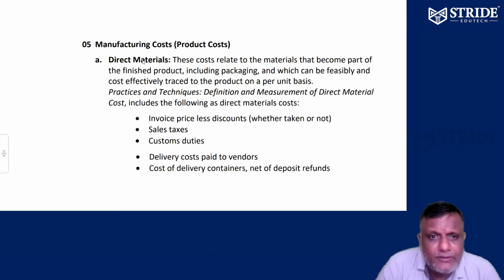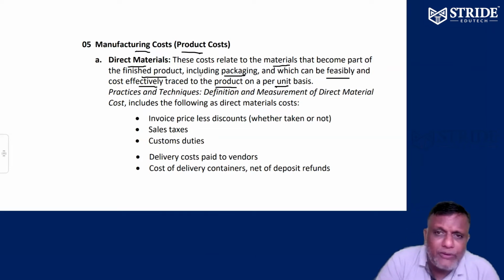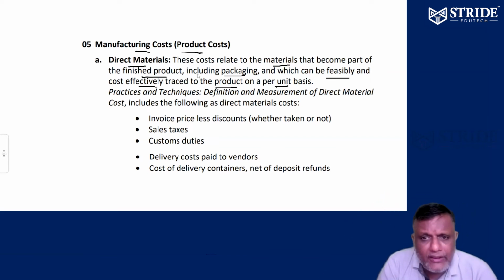Let's see, what is manufacturing cost? Manufacturing cost means cost related to the materials, for example for finished goods, including packaging, which is feasible and cost effective to trace to the product on a per unit basis. Direct material: I know exactly how much material has been involved in this product. Direct material, traceable, including packaging also. Material converted into finished goods. I know exactly what the price and package cost is, traceable per unit to direct material.